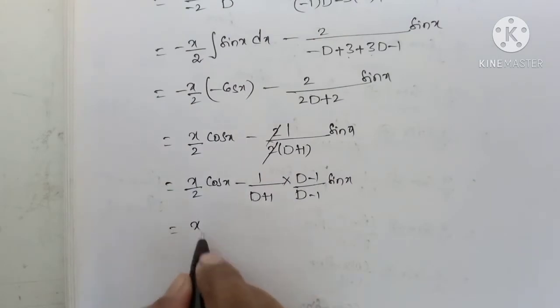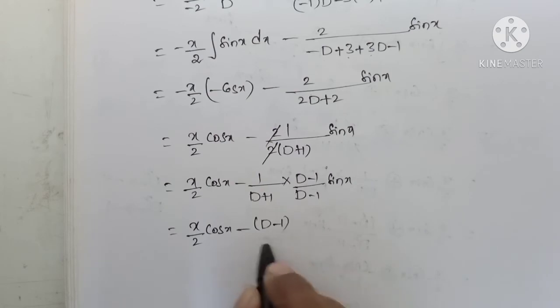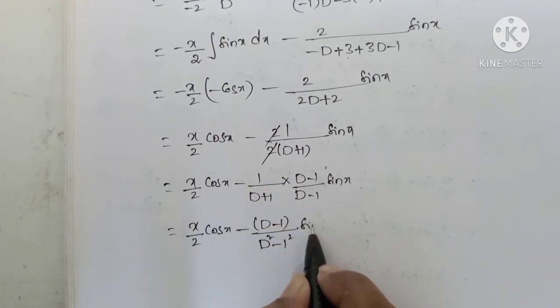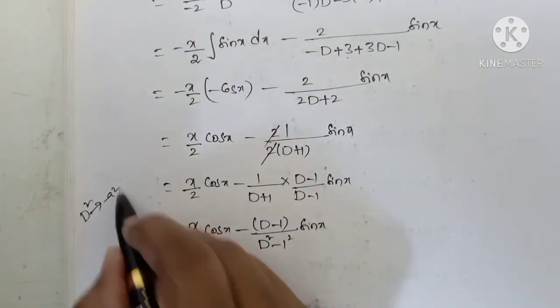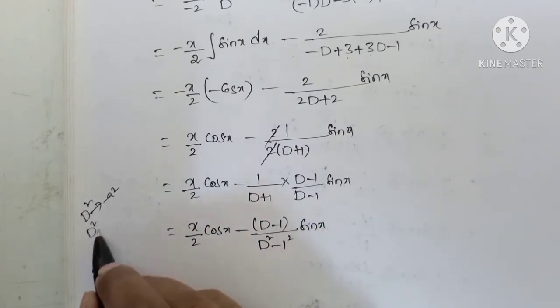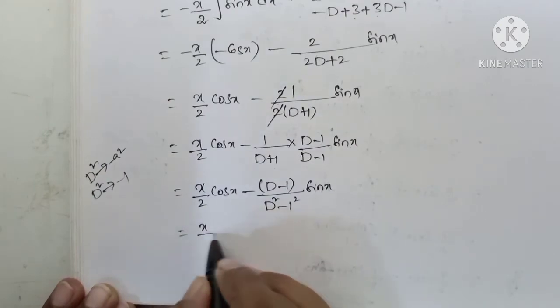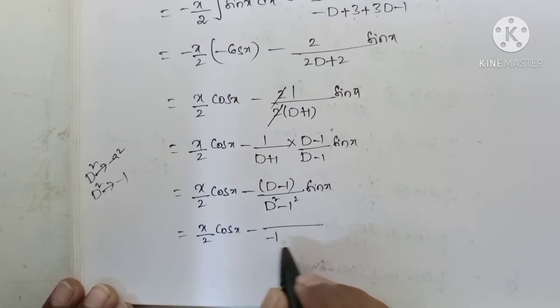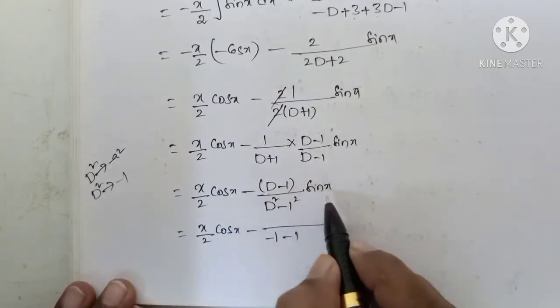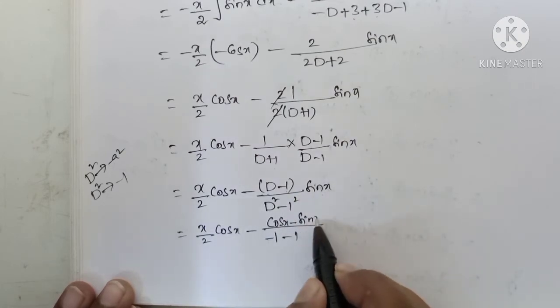x by 2 cos x minus d minus 1 by a plus b into a minus b, a square minus b square, into sin x. Here also we replace d square by minus a square. a is 1, no? So therefore d square is replaced by minus 1. x by 2 cos x minus, d square is replaced by minus 1. Derivative of sin x is cos x, minus 1 into sin x, sin x.